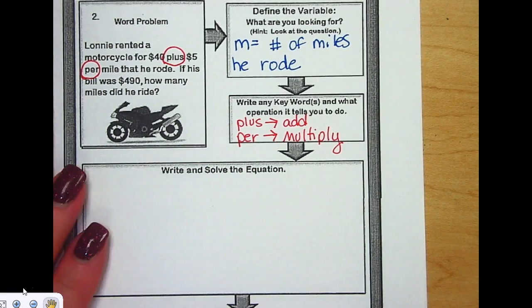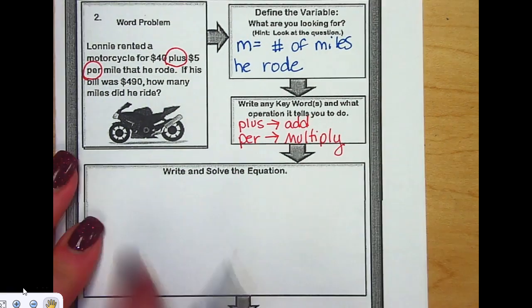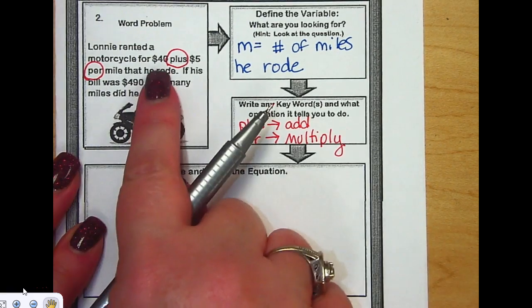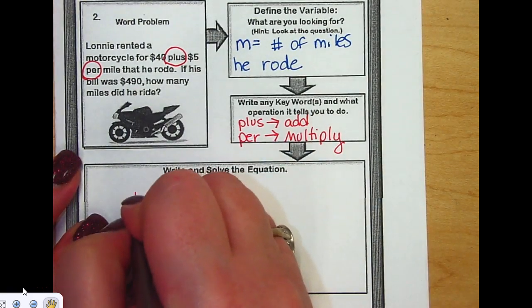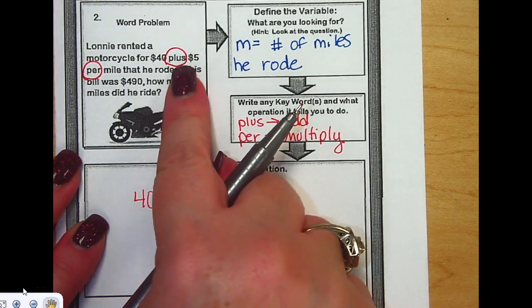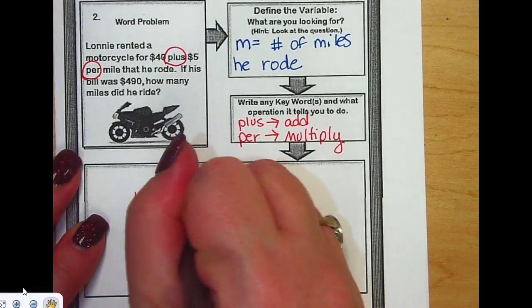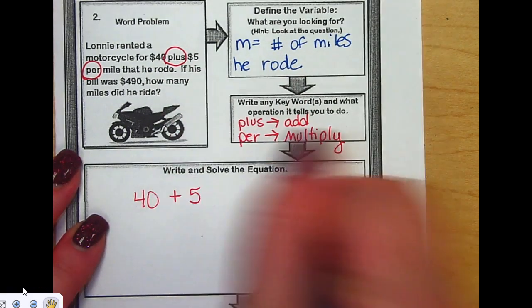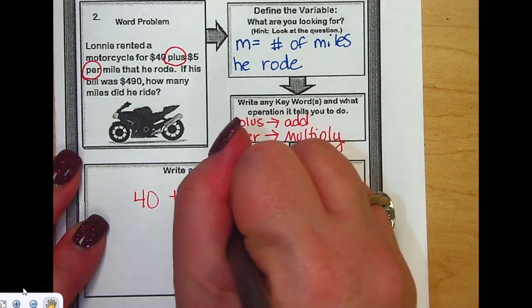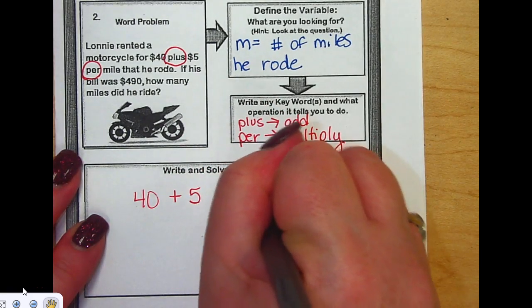So then we said step 1 down here was just to list the numbers. So 40 plus $5 per mile, and that's going to equal $490.